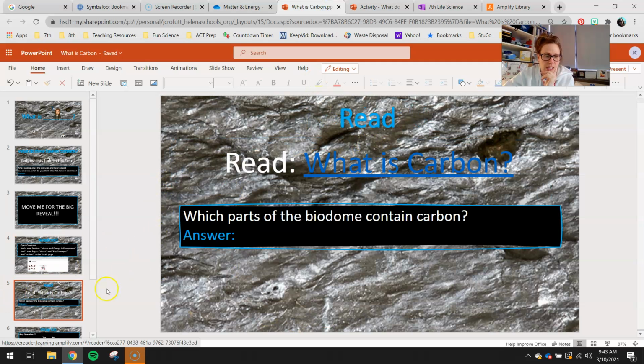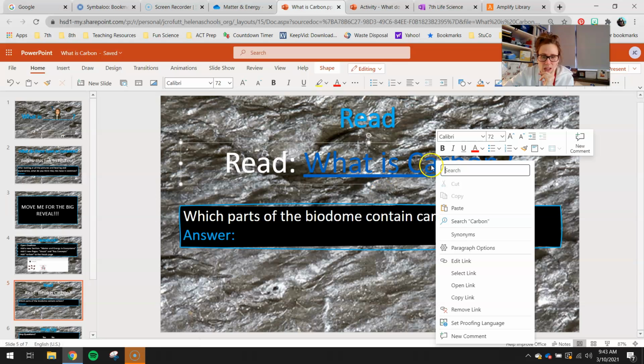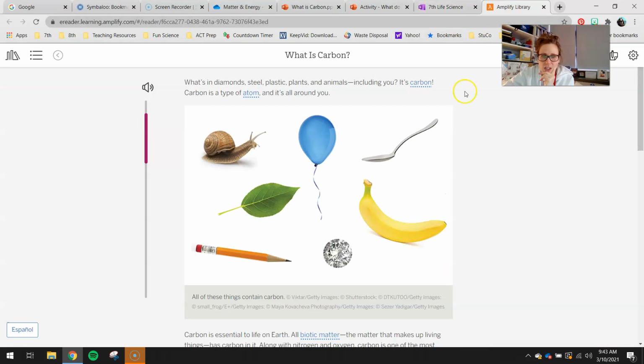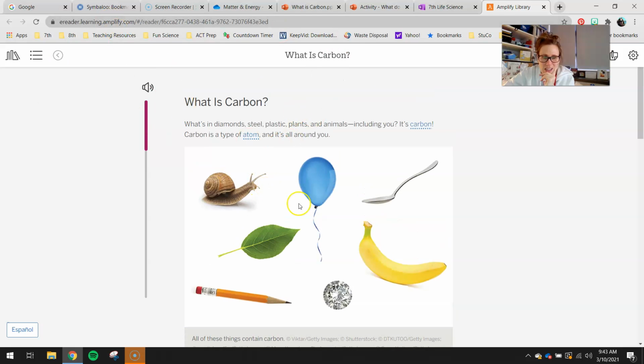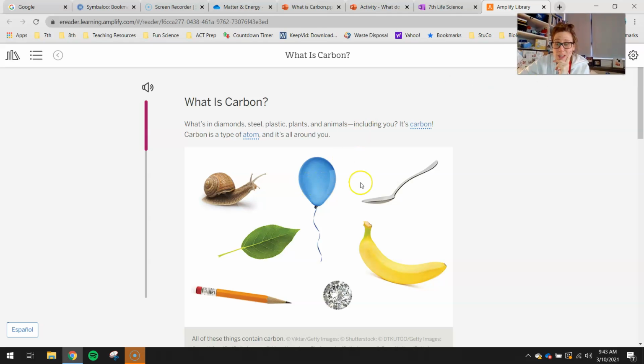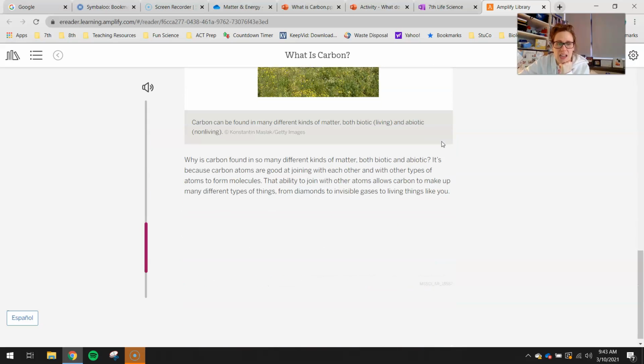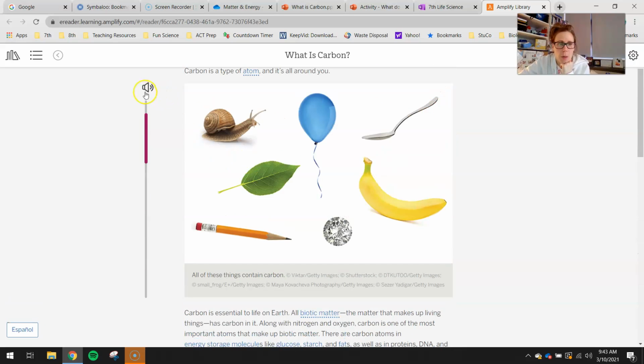And then finally, you will go on and read What Is Carbon. You can right-click that, open it up, and Amplify. Your picture looks like this, and you are going to read a little bit about carbon. If you haven't already figured out what all those pictures have in common, it's obviously that they all had carbon in common. What's in diamonds, steel, plastic, and plants, including you? It's carbon. Carbon is a type of atom, and it's all around you. So I'm going to let you finish reading this. It's not a very long article. Remember that Amplify will read it to you if you click What Is Carbon and then hit play.